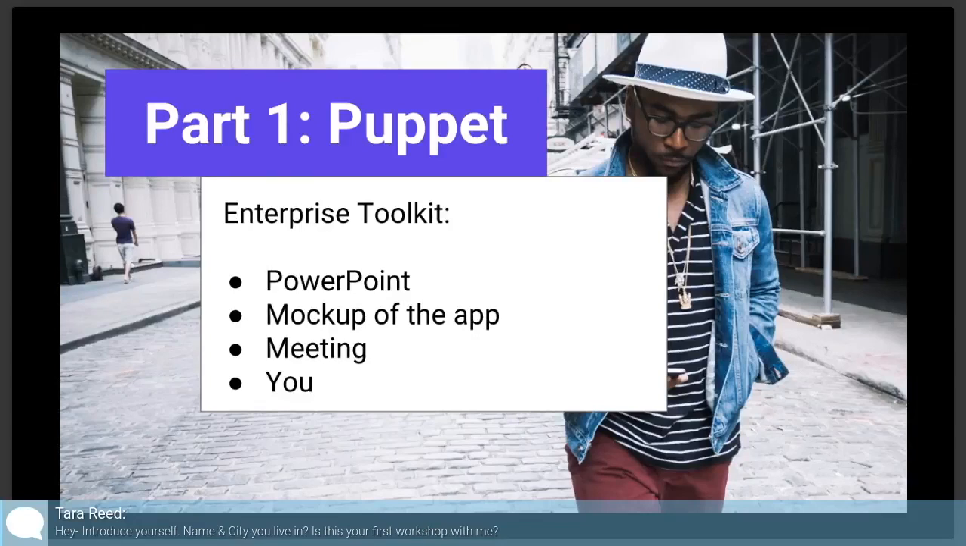For those of you who are going to sell to enterprises, to big companies, in order to puppet your app, you need a PowerPoint, a mock-up of your app, and a meeting. Because you just need to go into meetings and say, if I build this, will you buy it? You don't have to build anything first. In fact, in bootcamp, we have a rule that is customers before you build. You have to have customers at your door before you build anything. And it's one of the ways we're able to ensure that all the students, all the entrepreneurs in bootcamp have success and are generating real revenue.